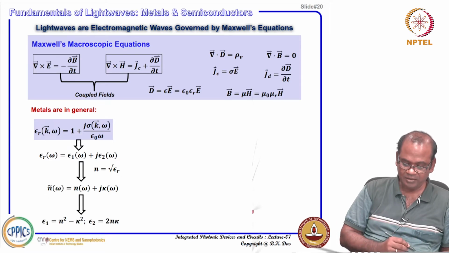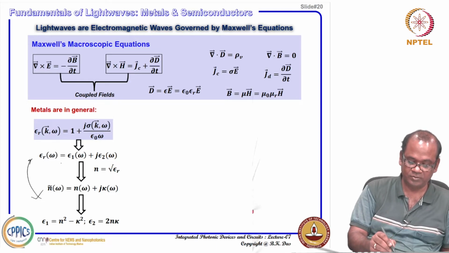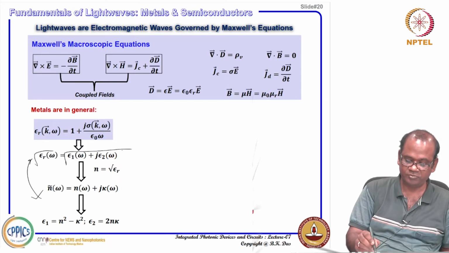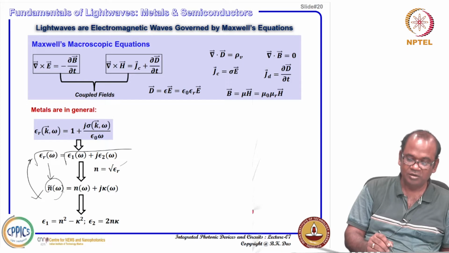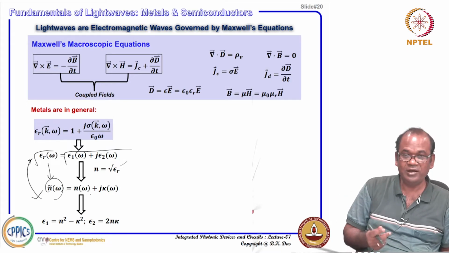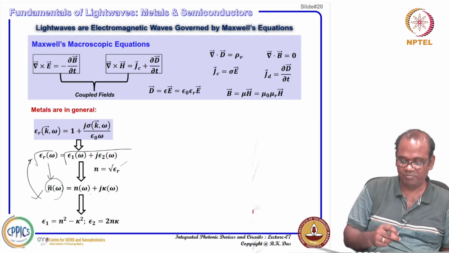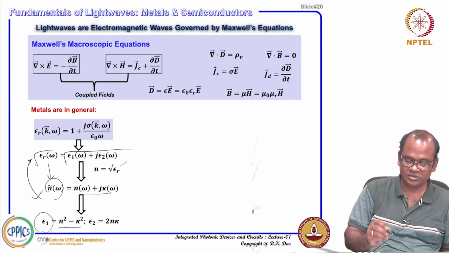Okay. And then if you compare these two, you know you need to take the square root of this one. Normally with complex numbers, you know how to find the square root. Taking the real part and the imaginary part, you can find epsilon_1 equals n squared minus kappa squared, and epsilon_2 equals 2nk. Just square it, then equate it.